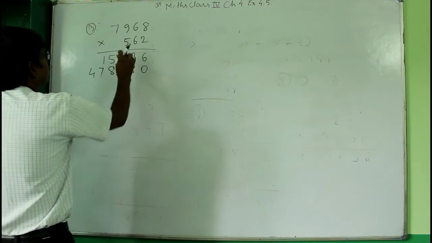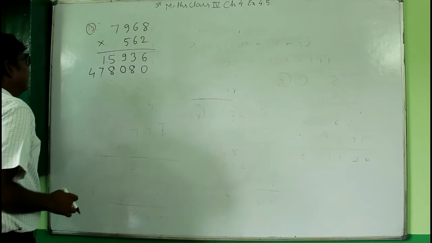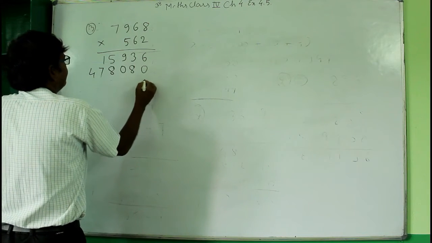Now multiply 5 with this multiplicand. You have double zeros here.